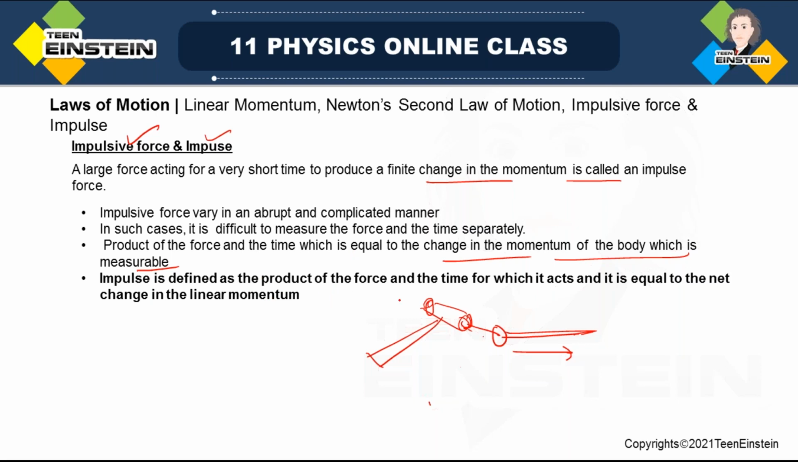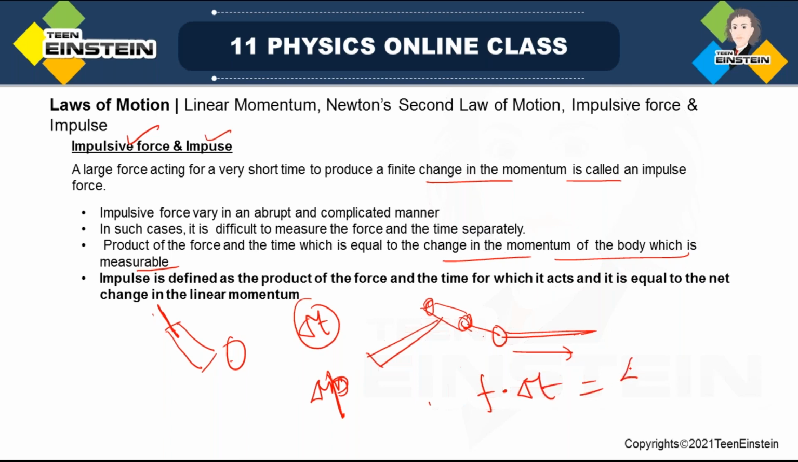An impulse is defined as the product of the force and the time for which it acts. Suppose a cricketer is hitting the ball with the bat for a certain time interval delta t, and the change in the momentum is delta p. If the force applied here is F, then F into delta t will give you delta p.